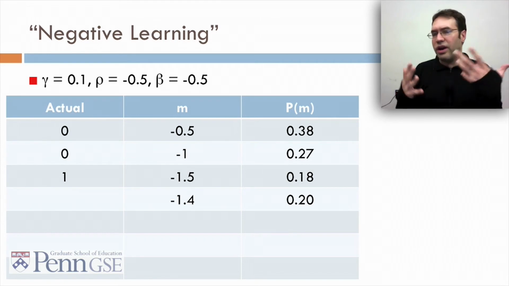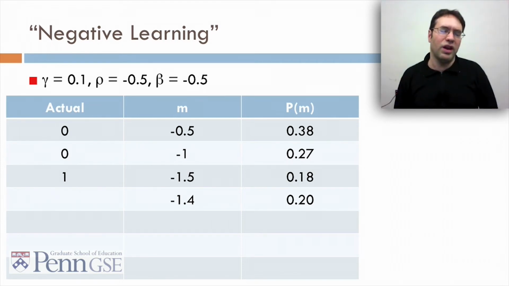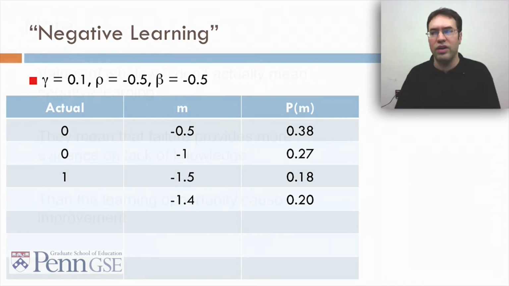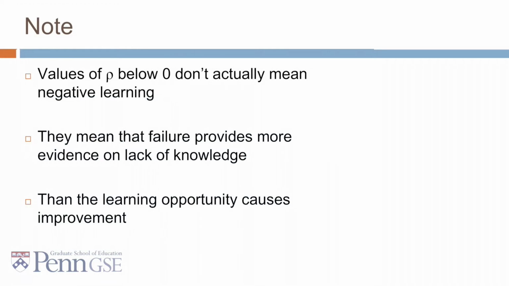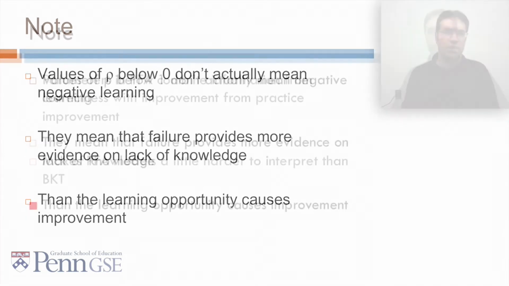Now, this looks weird at first. It's certainly not something you have in BKT. There's no negative learning in BKT. Now it's worth noting, values of rho below 0 don't actually mean negative learning. They don't mean that having more practice makes you worse. They mean that failure provides more evidence of lack of knowledge than the learning opportunity causes improvement. Very similar, not quite the same thing.